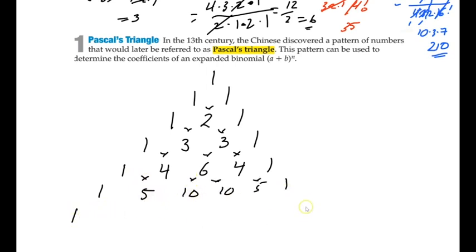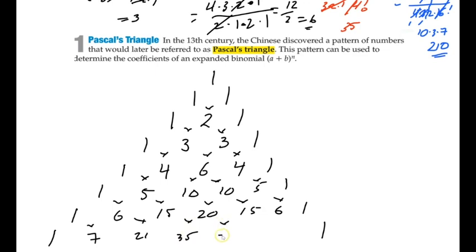We'll go a couple more rows. 6, 15, 20, 15, 6. I'm going to do one more row just to show you. Bring down the 1s. 7, 21, 35, 35, 21, 7. Let's put Pascal's triangle down 7 rows. You can keep on going for as long as you want.